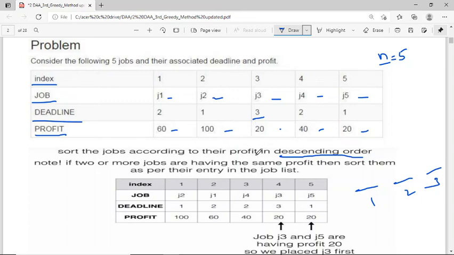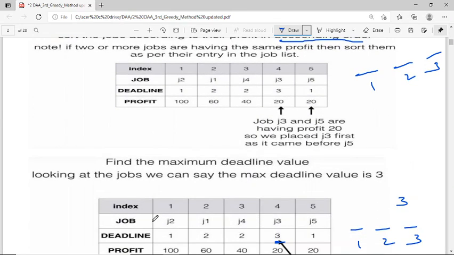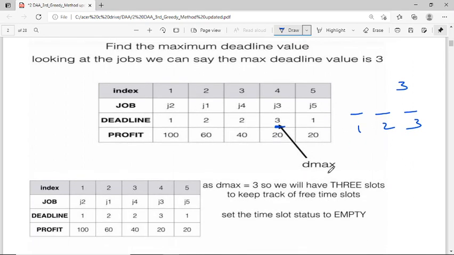First you need to make a table in descending order. Okay, what is in the descending order? Profit is 100, 60, 40, 20, 20. Both are same, so whichever job comes first, you just keep it as it is. Okay. Now find the maximum deadline value. Looking at the jobs, we can say the maximum deadline is 3. Okay, maximum deadline is 3. 1, 2, 3. So all the jobs should be on or before 3.